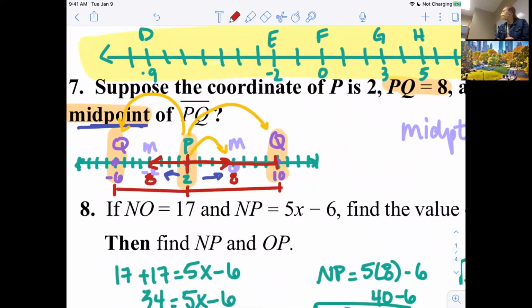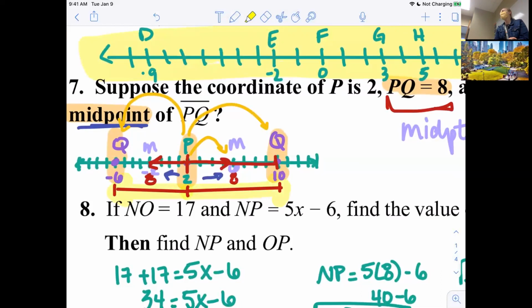I drew a number line. I drew P is at 2. And then from there, I knew that 8 units was Q. So underneath, I have 8 units to the right. I jumped 8 units to the left. I added 8 to go 8 units to the right. I minus 8 to go 8 units to the left.